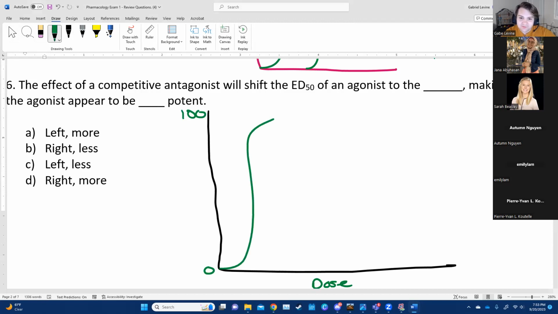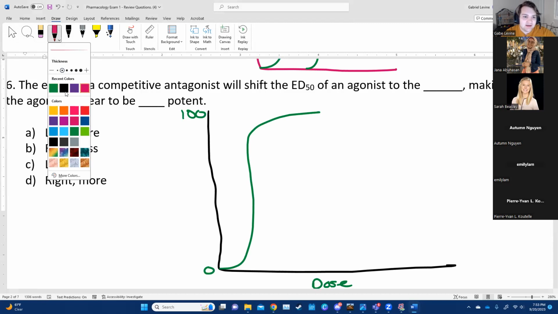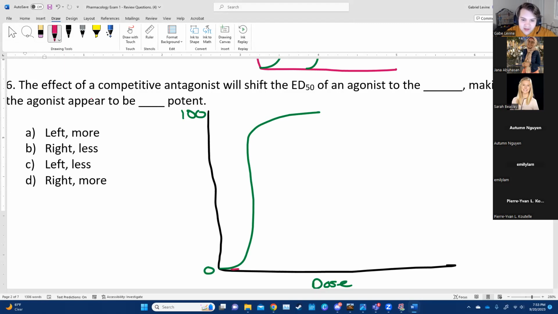So if we have a drug and then we add in an antagonist at the same time, so we have a combination, it is going to require more doses to overcome that concentration of the antagonist, to beat out the antagonist before it is able to completely swarm it and give the desired response. So we see that the shift is to the right.